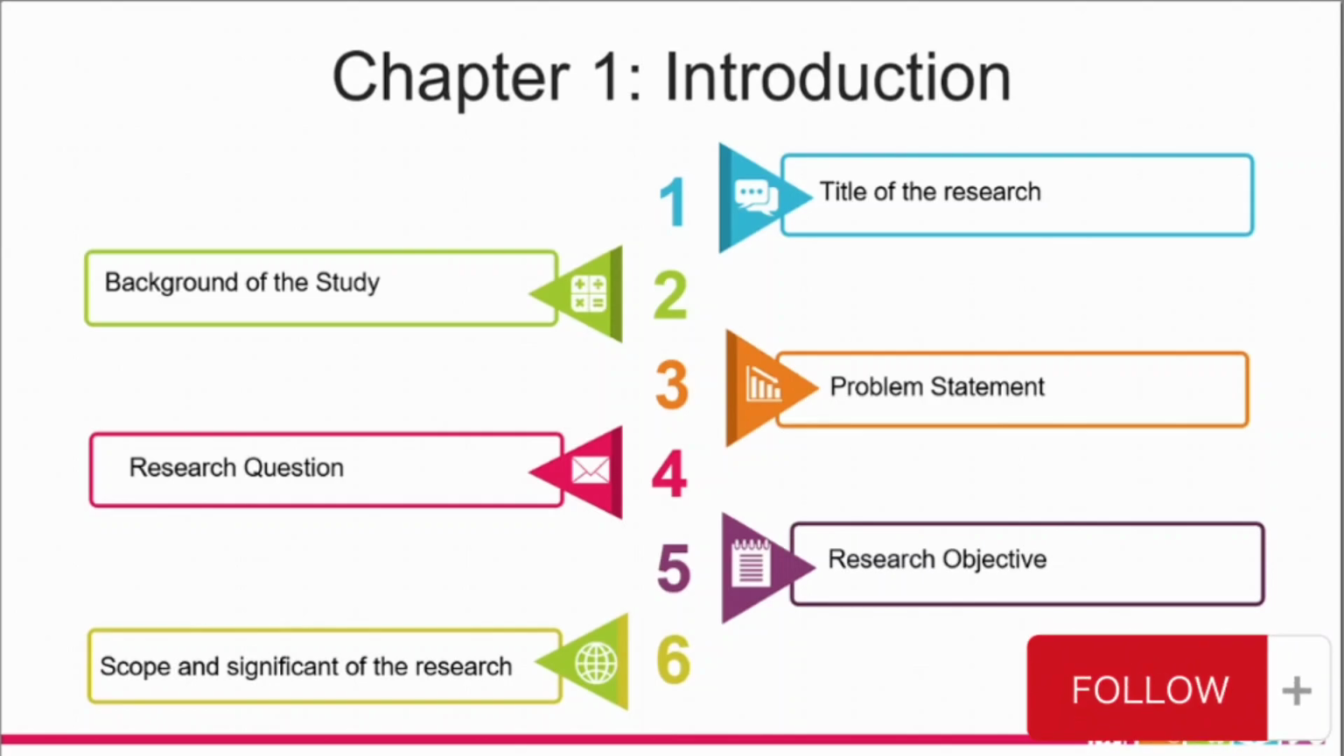The next section is the research question. This section asks questions about the problem statement that has been created earlier. Moving to the objective of the study, the research objective should solve the problem statement and answer the research questions. Lastly, Chapter 1 will end with the scope and significance of the study. In this section, the students need to emphasize certain parties that will benefit from the output of the research.